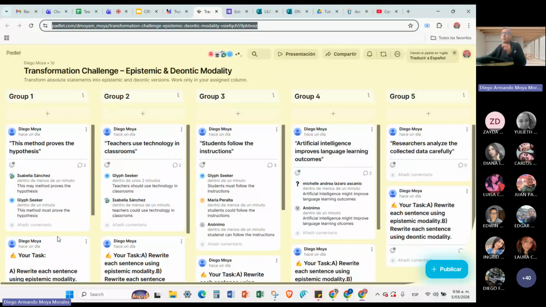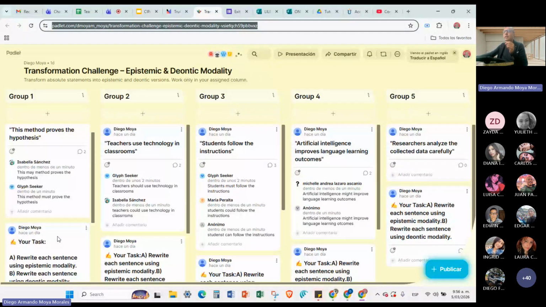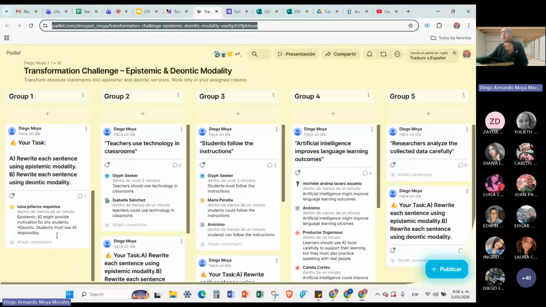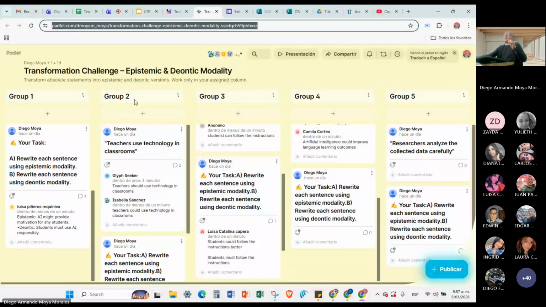Who else? Any more answers? Luisa, thank you. Okay, you're using the academic language. AI might provide motivation for shy students. Oh, okay, that's cool. You included another characteristic, which is shy students. Perfect. Students must use AI responsibly. That's what we have to do. It's an obligation in quotes, right? Obligation. Ooh, all right. Guys, excellent.